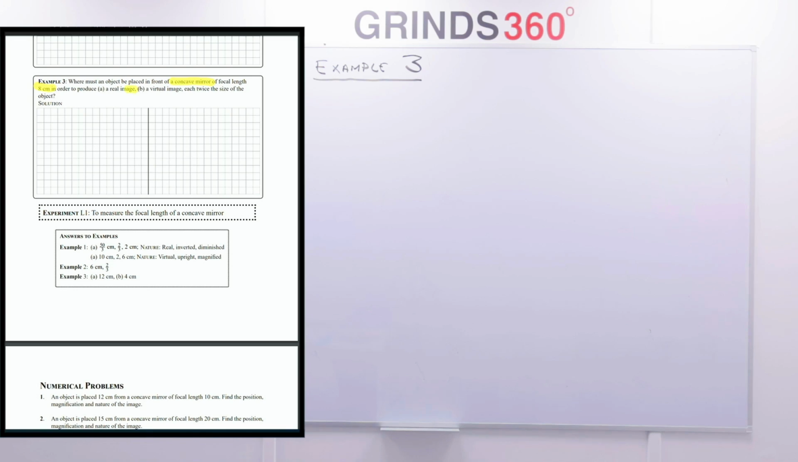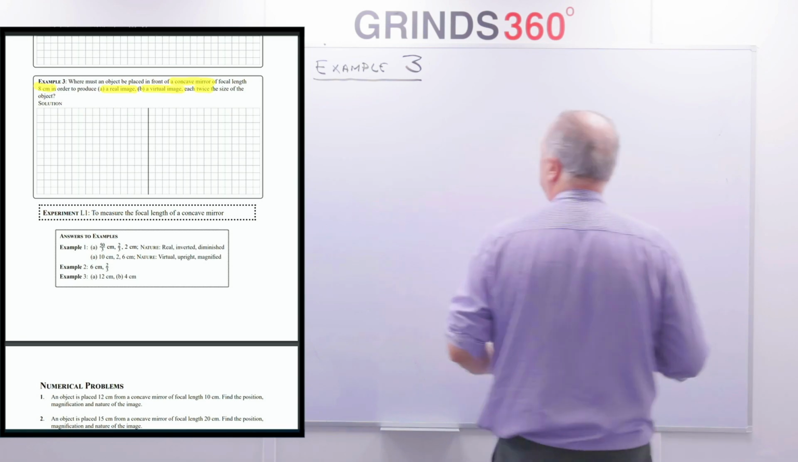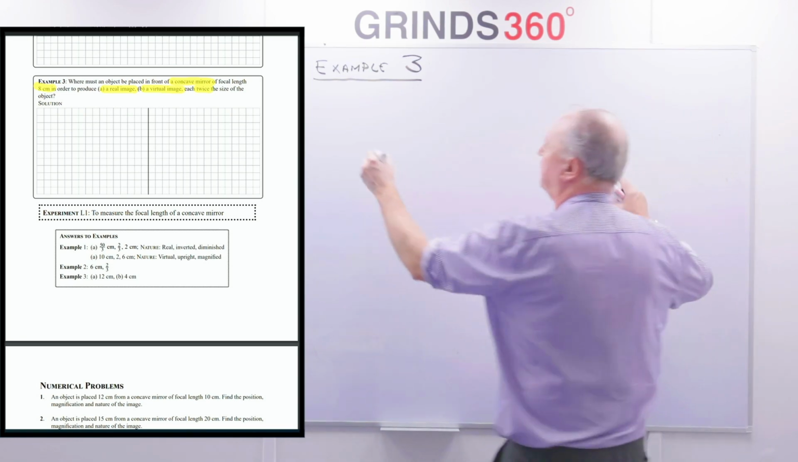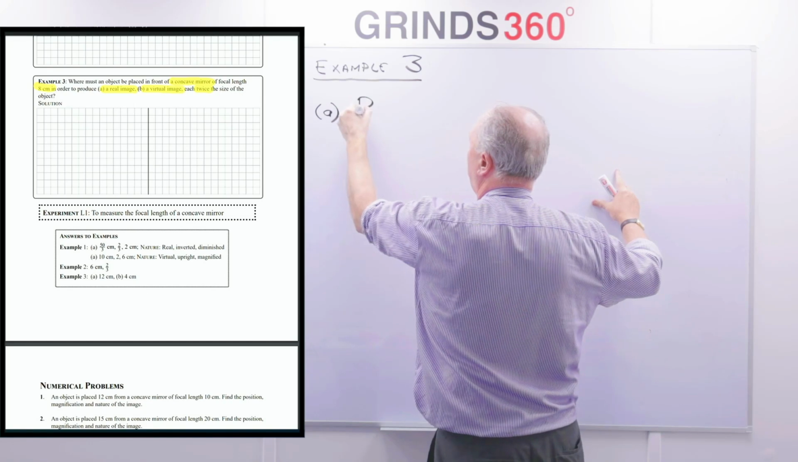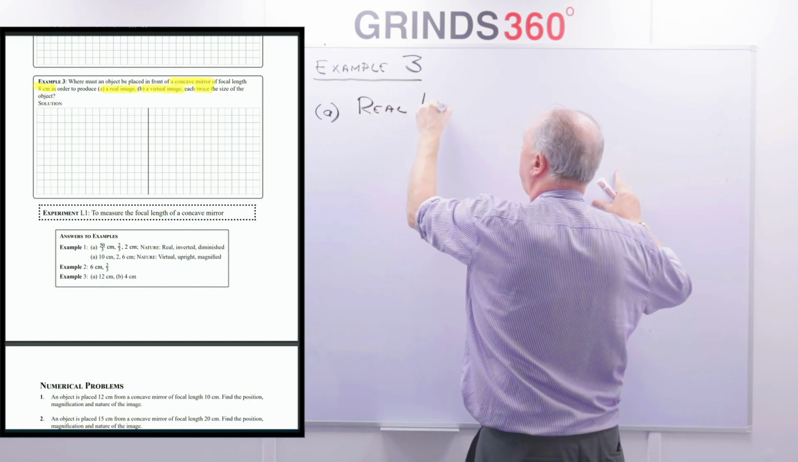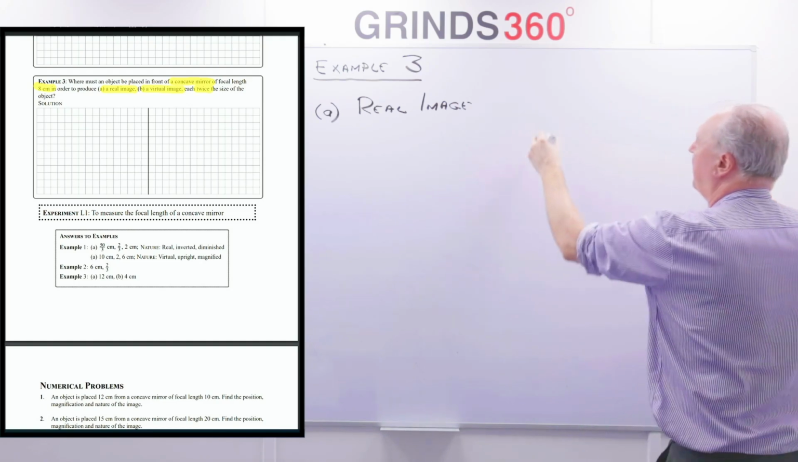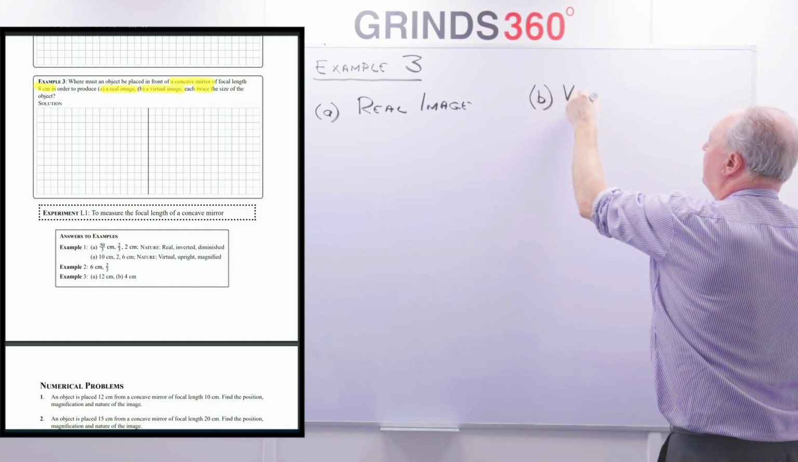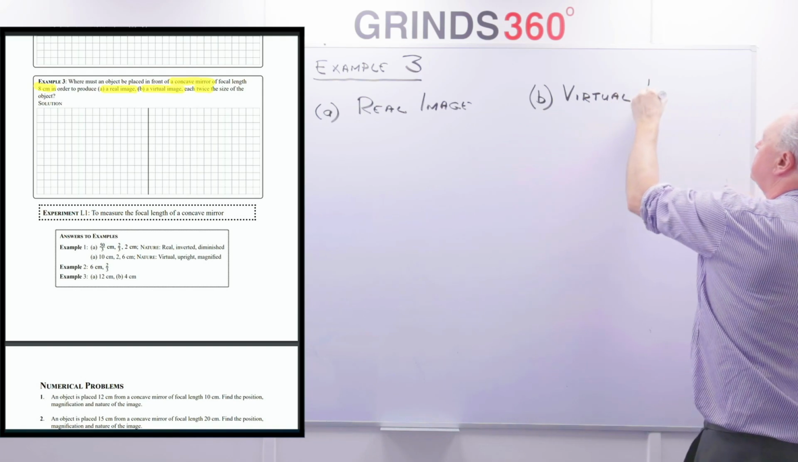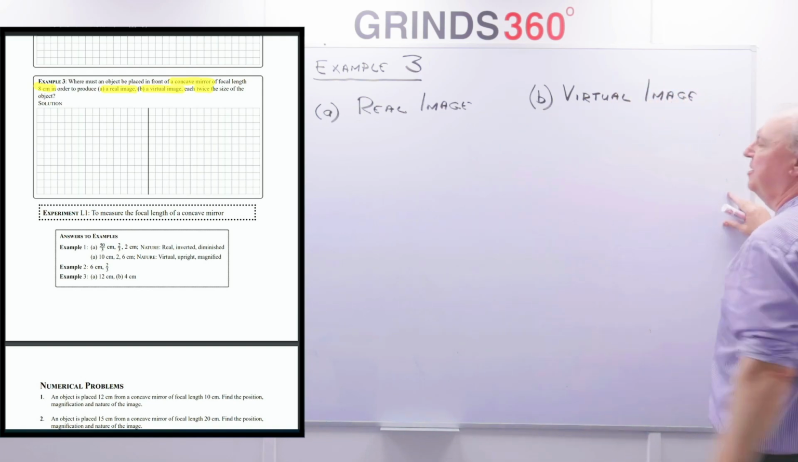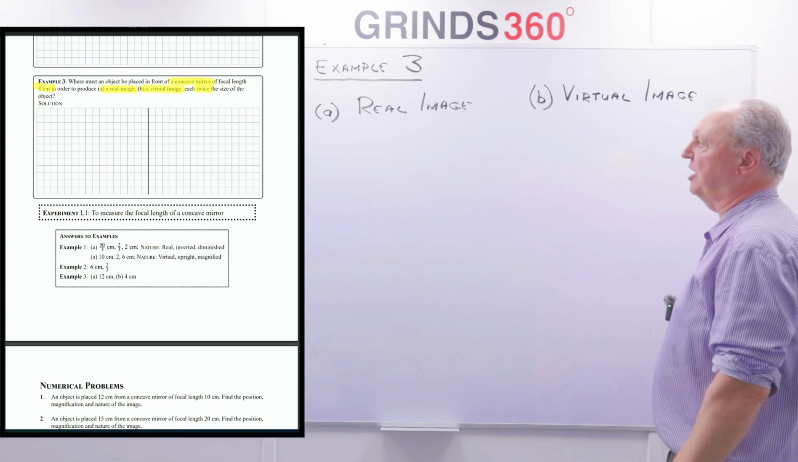In order to produce a real image in part A, and in part B a virtual image, and both images are twice the size of the object. Okay, as I said, this is probably the most difficult one. It's not really that hard. So let me divide my problem into part A. Part A, we're talking about a real image. Part B, we're talking about a virtual image. And each of those images is twice the size of the object.